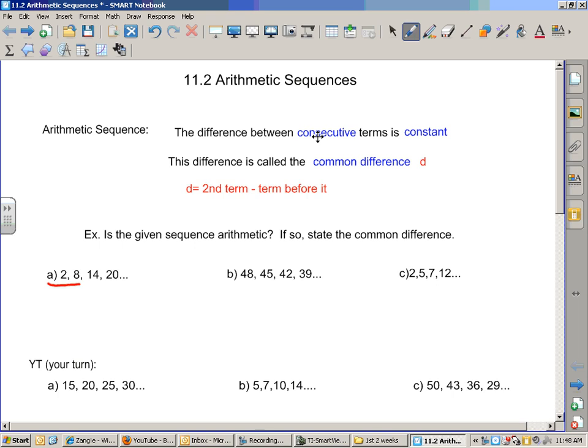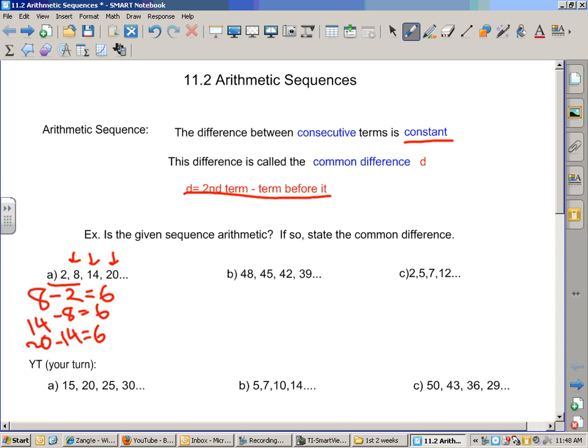So we're going to go back to this equation that they gave us and do the second term minus the term before it. Well, if our second term is 8, and we subtract the term before it, which is 2, that gives us 6. But remember, we want to know if that difference is constant. So we're going to try the next term, 14, and again, subtract the term before it, which was 8, and we get 6. And just to be sure, if we did it with the next term, 20, take away the term before it, you can see that we keep getting 6.